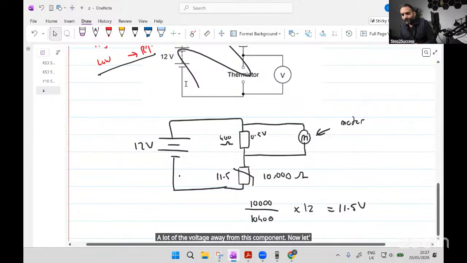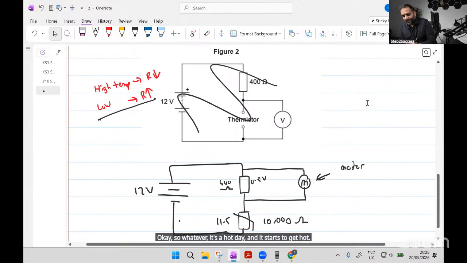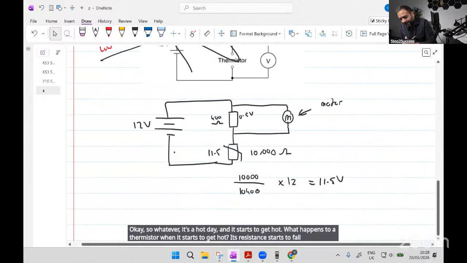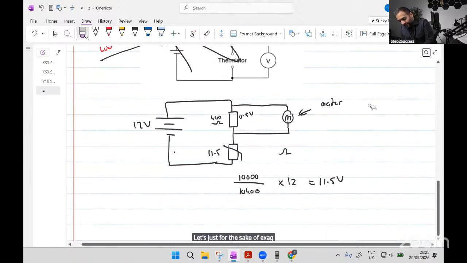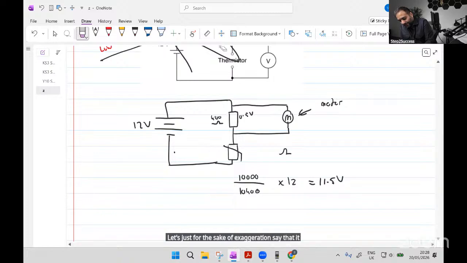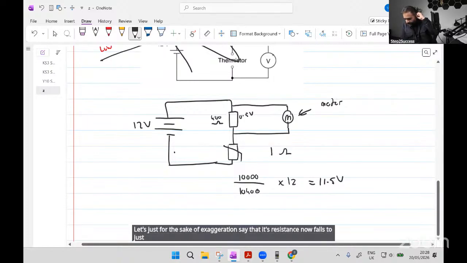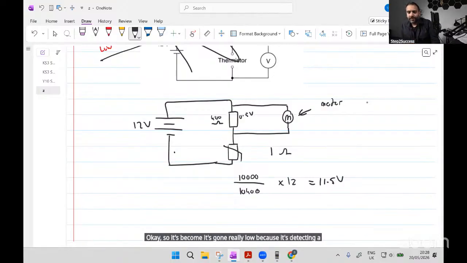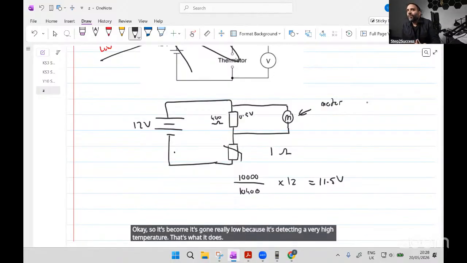Now let's pretend that it starts to get hot. Okay, so whatever, it's a hot day and it starts to get hot. What happens to a thermistor when it starts to get hot? Its resistance starts to fall. Let's just, for the sake of exaggeration, say that its resistance now falls to just 1 ohm. Okay, so it's gone really low because it's detecting a very high temperature. That's what it does.